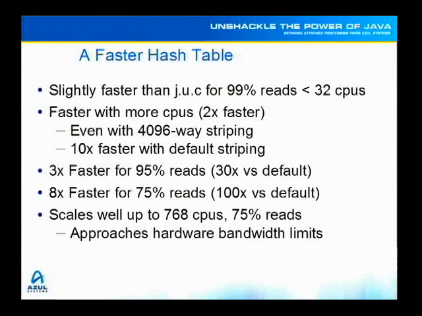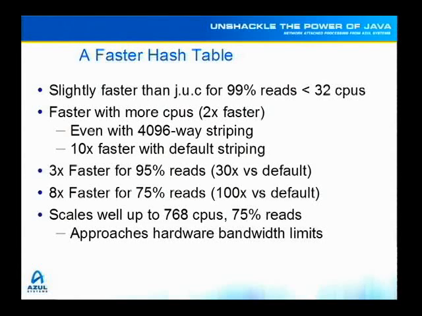For tables where you're doing like 99% reads on a modest count of CPUs. So 99% read applications are very common for people doing caching. You occasionally update the cache, and the rest of the time you're hitting in the cache, right? However, if I add more CPUs, I get somewhat faster, even with very large striping compared to the Java util concurrent. Certainly much faster if I take the default arguments of 16-way striping.